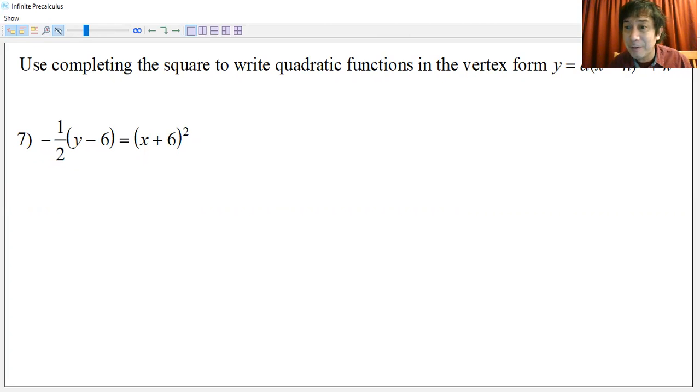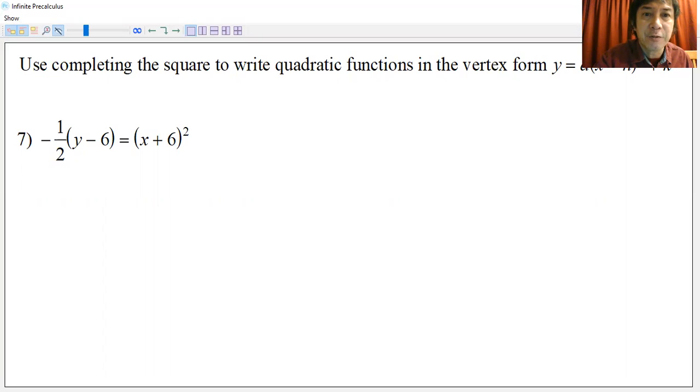All right, we have a slightly different format here. Okay, but still use completing the square to write quadratic functions in the vertex form. Okay, let us see if it requires completing the square. I think it's more on just simplifying it, okay? All right. Since you already have that x plus 6 squared, that takes care of the x minus h squared part.